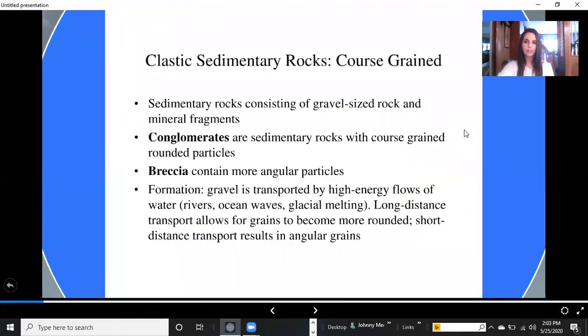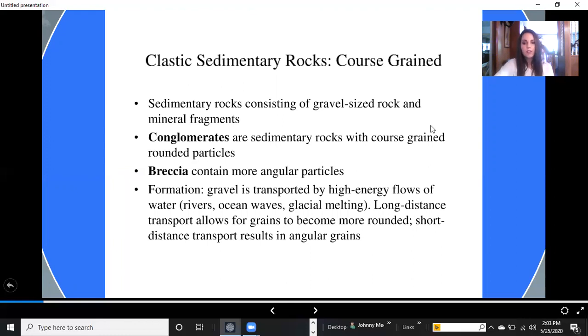So clastic rocks, let's talk about them first. So clastic rocks are coarse grain. They consist of gravel-sized rock and mineral fragments. Conglomerates are sedimentary rocks with coarse grain rounded particles, and breccia contains more angular particles. Formation. So gravel is transported by high energy flows of water. So rivers, ocean waves, glacial melting. Those high energy flows of water are going to transport all that gravel.